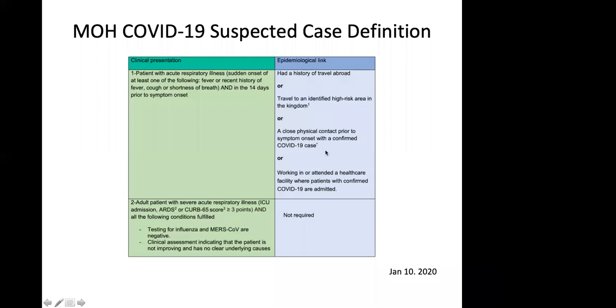Or close physical contact prior to symptom onset with a confirmed case, or working at a healthcare facility where there are confirmed cases. A case where you would not need any epidemiological link is when a patient presents with a severe respiratory tract illness, negative for influenza and MERS-CoV. There are some cases of sporadic MERS-CoV, so you need to confirm negative. Then you would still be left with a patient that's not getting better with no clear underlying cause, and then they'd fulfill a suspected case definition.